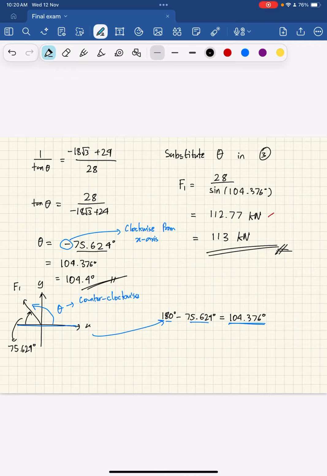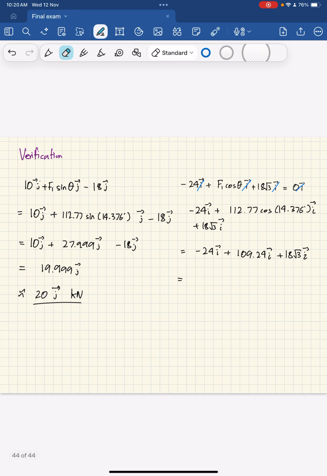It's 28 over sine 104.376. So the force should be 28.905 kilonewton, or just 28.9 kilonewton. Then as usual you substitute everything, so it becomes 28.905 sine of this angle, which is 104.4, or 104.376 if you have space. So 10 plus 28.905 sine 104.4 minus 18.